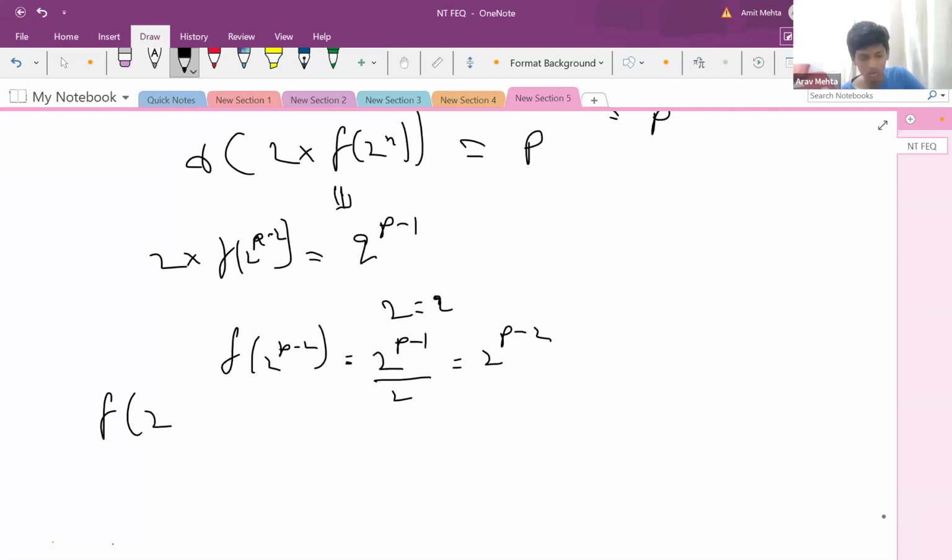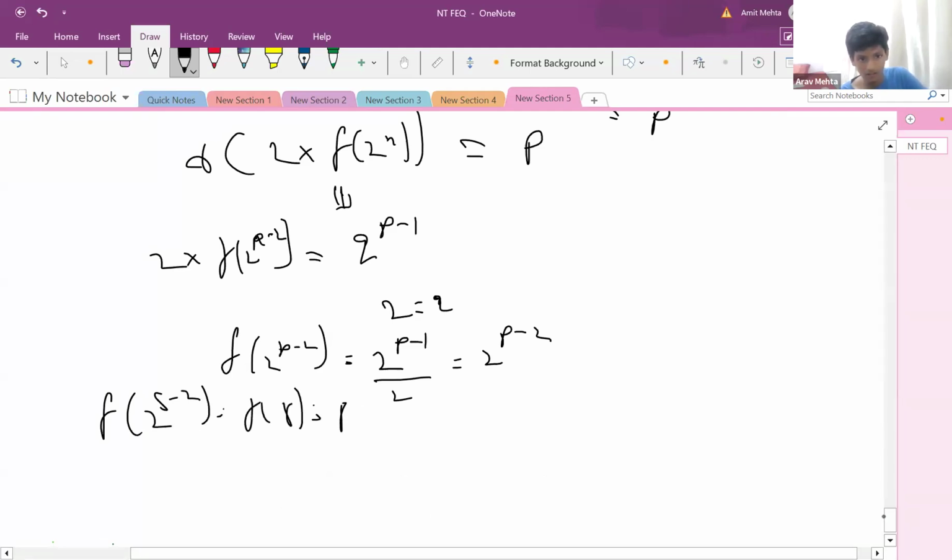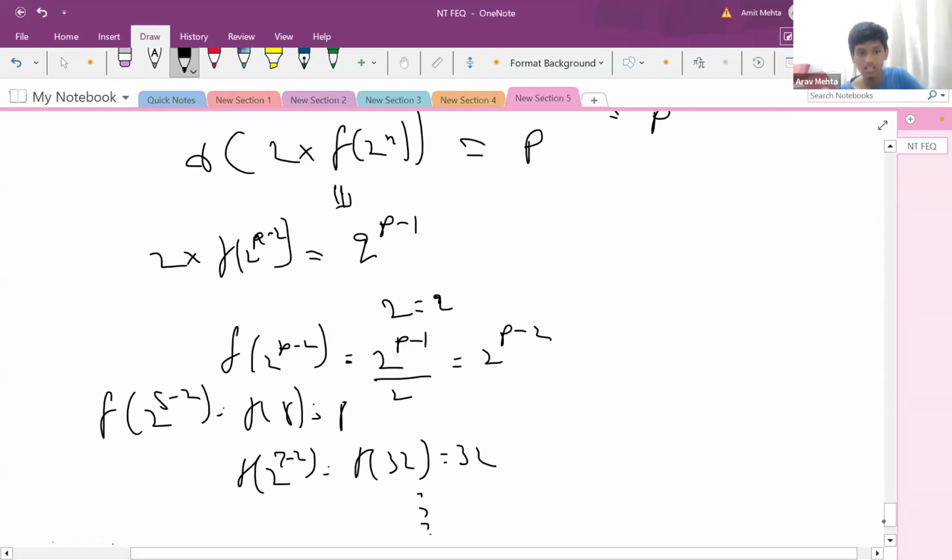f of 2 raised to 5 minus 2 equals f of 8 is 8. We know that f of 2 raised to 7 minus 2 equals f of 32 is 32. And we know infinitely many values. So this decides all values, the value of all f of a equals a.